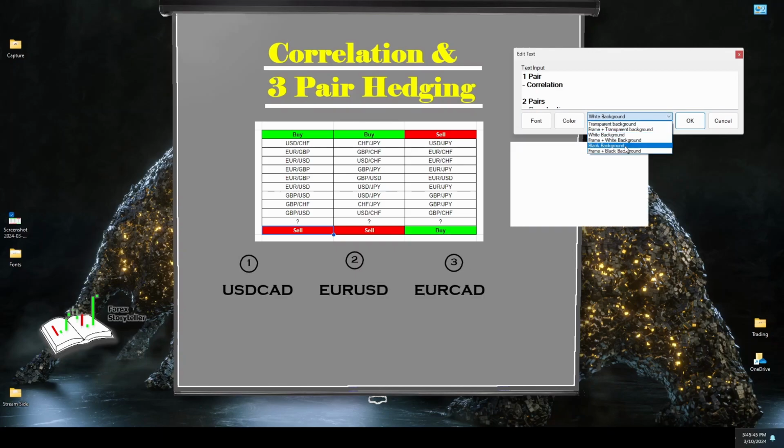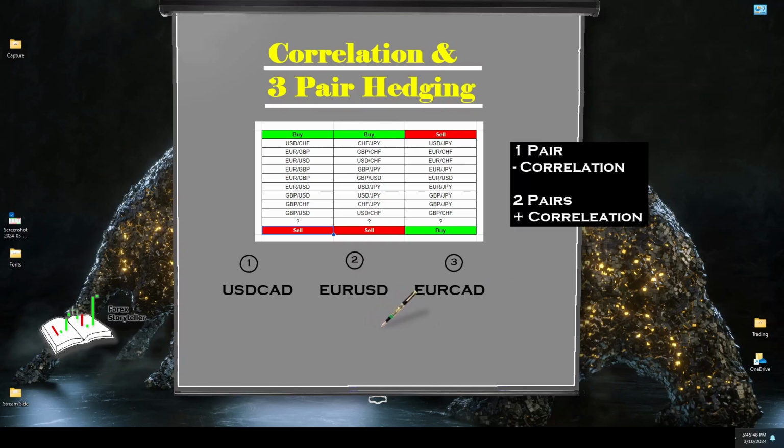Basically, we just have to know the order of the correlation to know the order of the buys and sells. Between the Euro USD and the USD CAD, we have a negative correlation. And the USD CAD to the Euro CAD is actually a positive correlation.